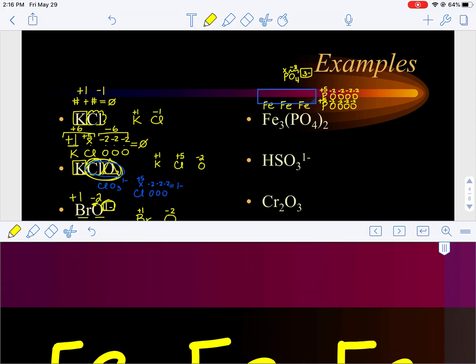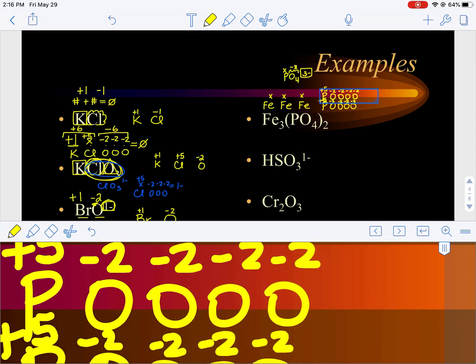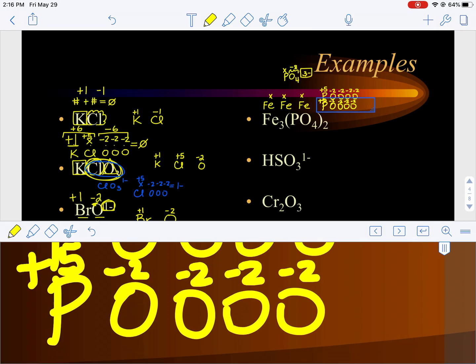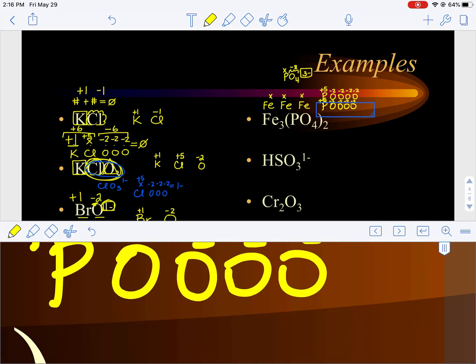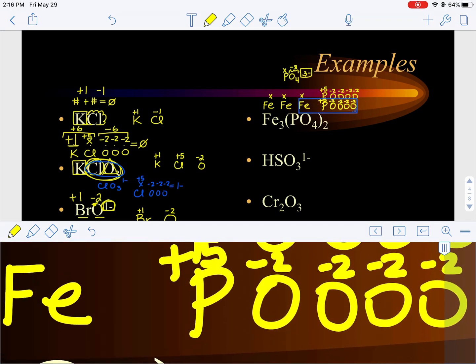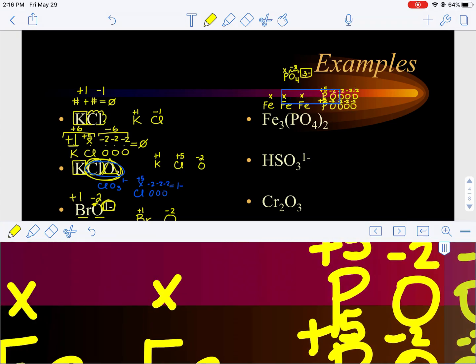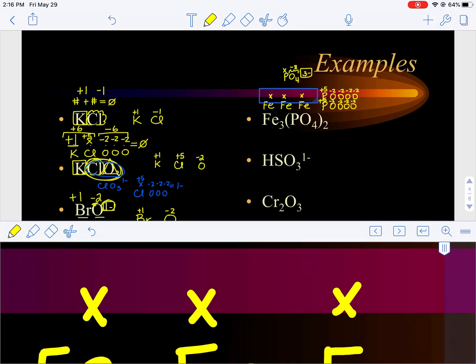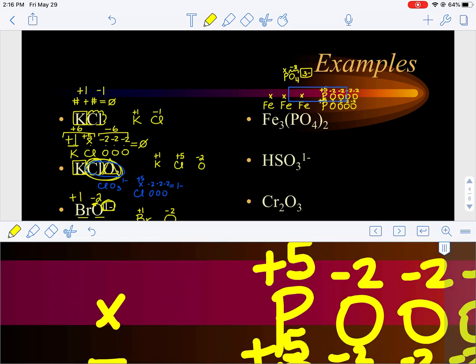Now, how can I figure out the number for the irons? Well, I don't know what they are, but I know that they're all going to be the same number, right? See how each of these oxygens are exactly the same number? We wrote them each a total of 8 times. Same thing with the P's. There are 2 P's and they're the same exact number. So whatever the number is for iron, it's going to be the same for all 3 iron atoms.